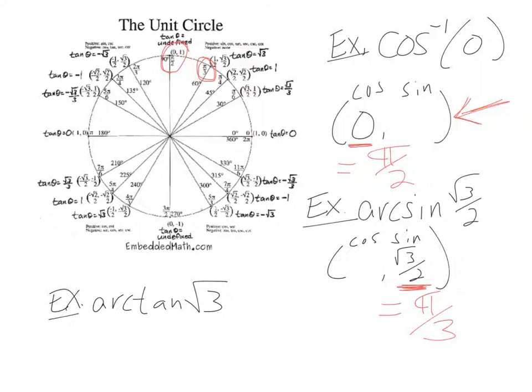Arctangent of square root of 3. Again, we're only looking on the right half of the circle, and we want to find where the tangent equals square root of 3. So you can see that again at pi over 3.